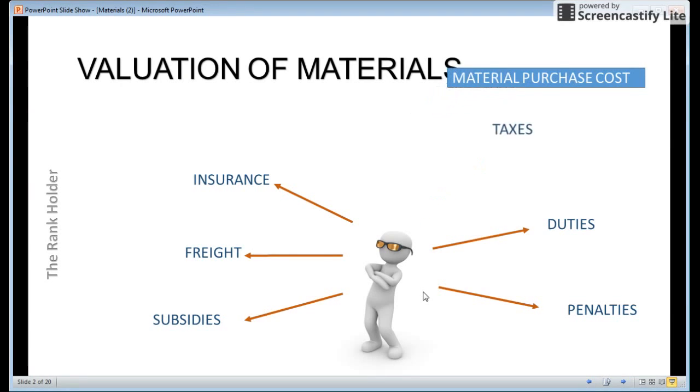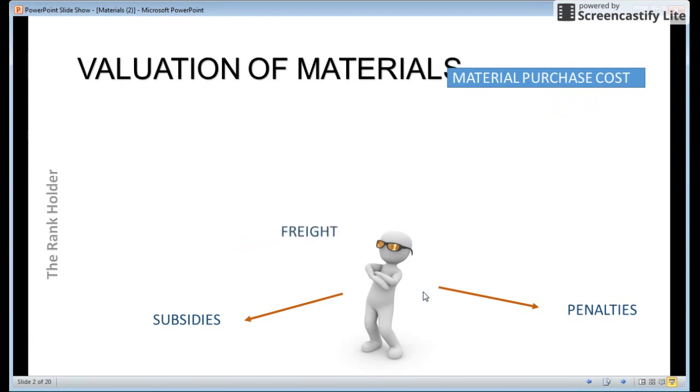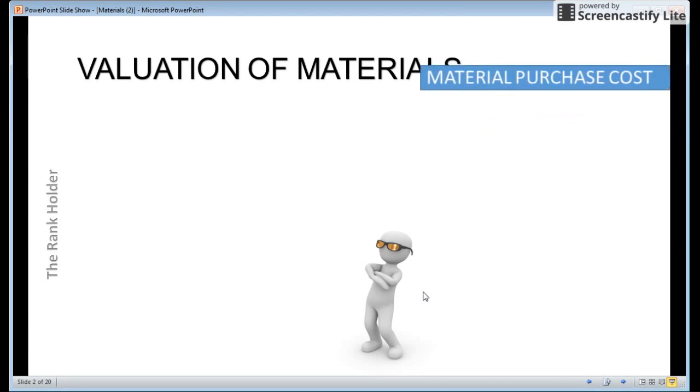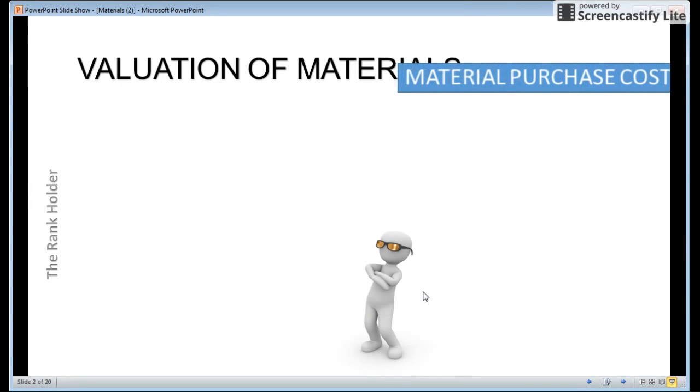There are a lot of things associated with purchases like taxes, insurance, duties, freight, penalties, and subsidies. Now, the aim is to identify those items which can be added to the purchase price and items which are not to be added to the purchase price from the given information. Let us walk through each of these items in detail.